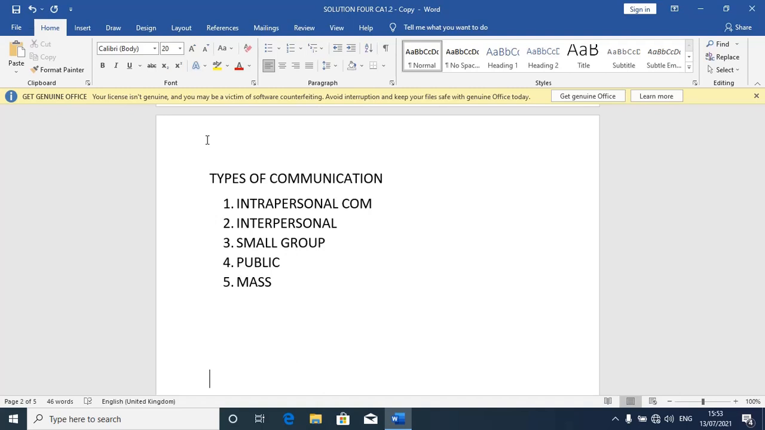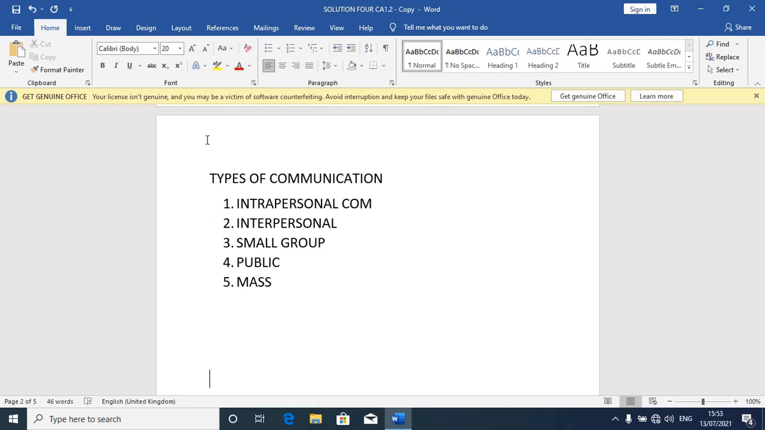Interpersonal communication is where individuals come out of their inner interaction and begin to communicate with each other. So you're dealing with each other in terms of communication. There is exchange of information between individuals. That's interpersonal communication. Small group communication: one person is addressing a small group of people. It's called small group communication.